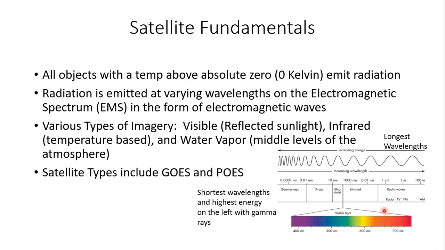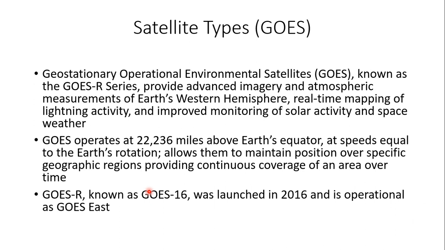Now, we're going to talk today about the visible imagery, and we're also going to talk about the infrared imagery. But let's first talk about the two different types of satellites out there. All right, so first we're going to talk about GOES, G-O-E-S. This stands for Geostationary Operational Environmental Satellites. Right now they're known as the GOES-R series.